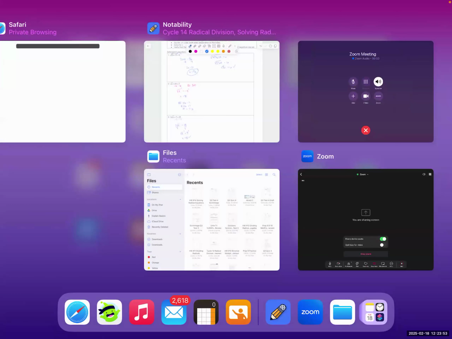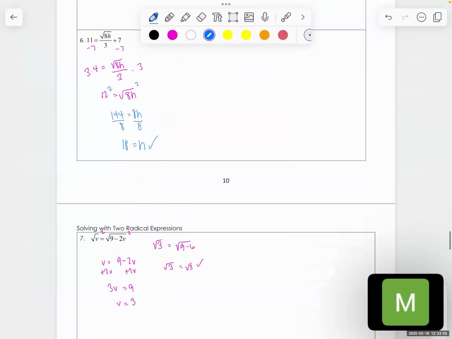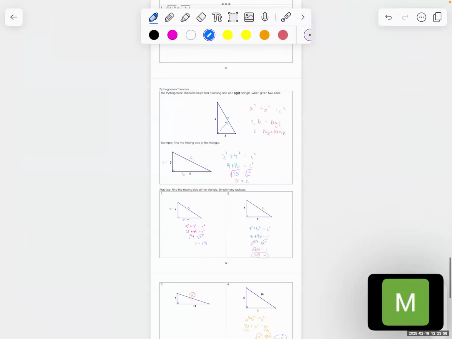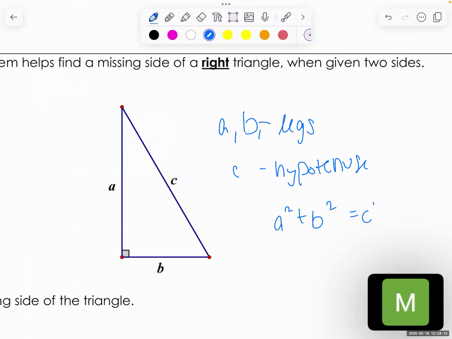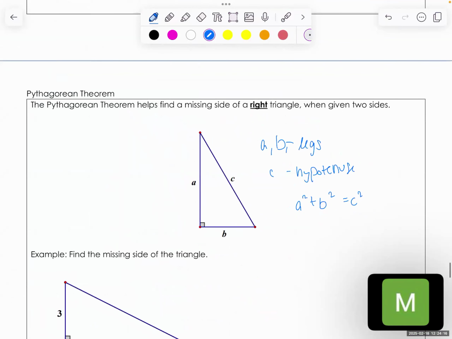Okay. This video is going to talk a little bit about how to solve Pythagorean theorem. If I remember Pythagorean theorem, A and B are always the legs, and C is the hypotenuse. So when I do this, I have A squared plus B squared equals C squared, where C is always, always, always across from that right angle.